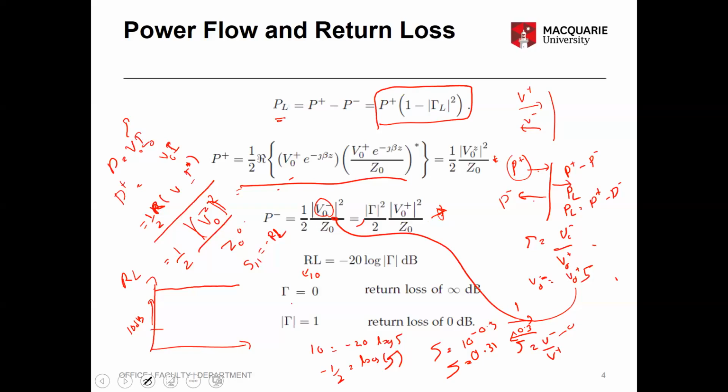Log 1 means the reflected wave V minus over V plus equals 1, meaning V minus and V plus are equal. That means the reflected wave voltage is equal to the incident wave voltage. So that gives you 20 log 1, which is 0. So a return loss of 0 dB is not good because that means all the power is reflected back, and you don't want that.